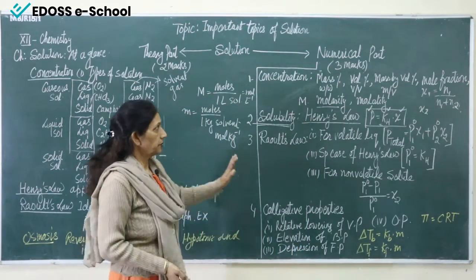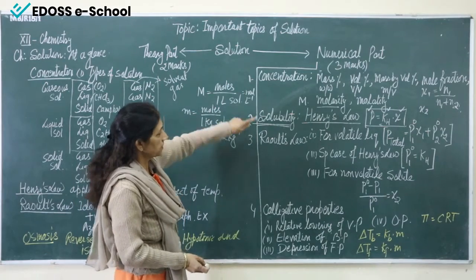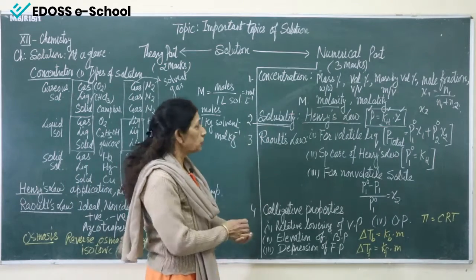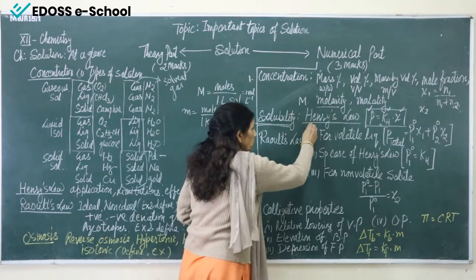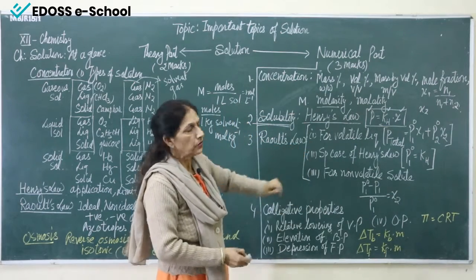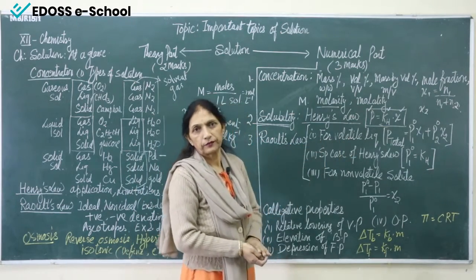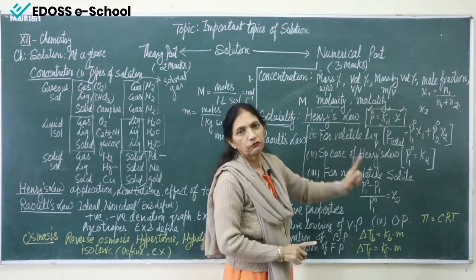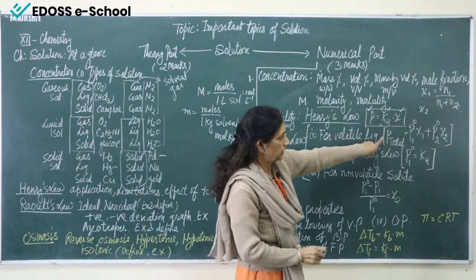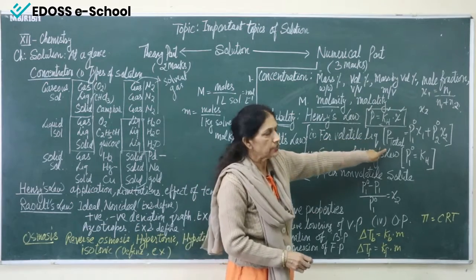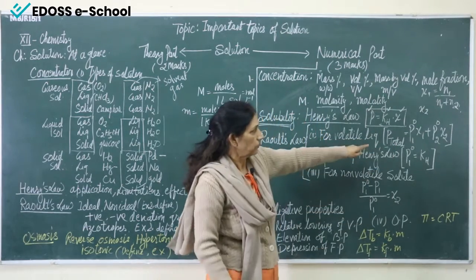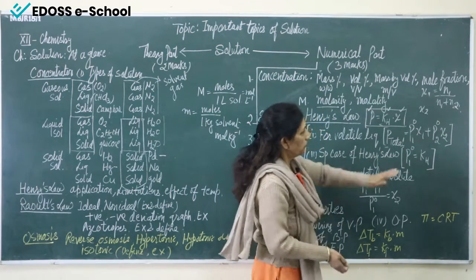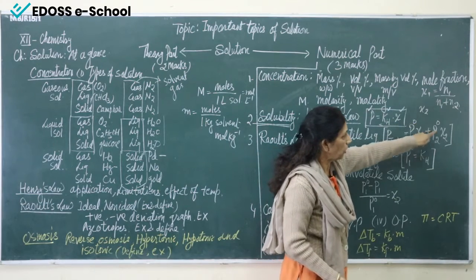So this is the second. Now the third part of this lesson is Raoult's law. This is also very important. Numericals are based on Raoult's law. Raoult's law can be studied under 3 headings. First, we can say for volatile liquids. If solute and solvent both are volatile, then what will happen? If both are volatile, we can say that the total vapor pressure of the solution will be equal to P1 naught x1 plus P2 naught x2.